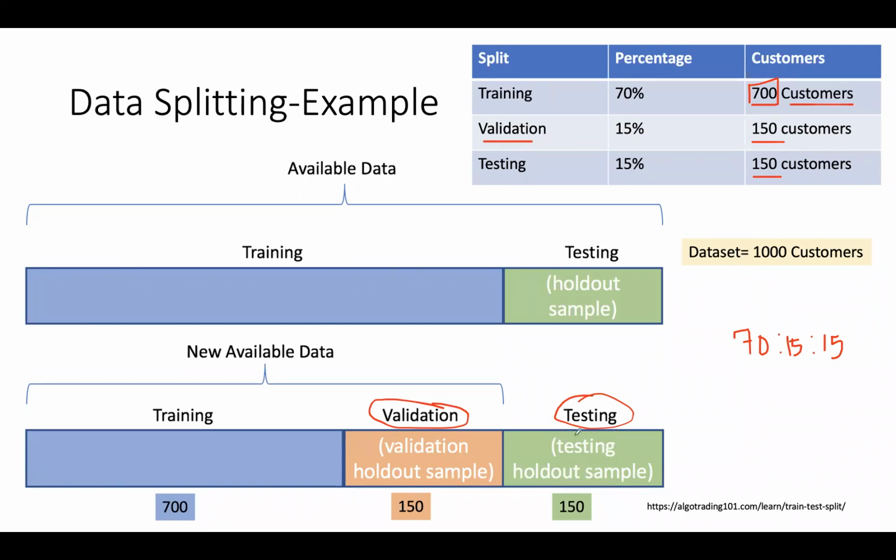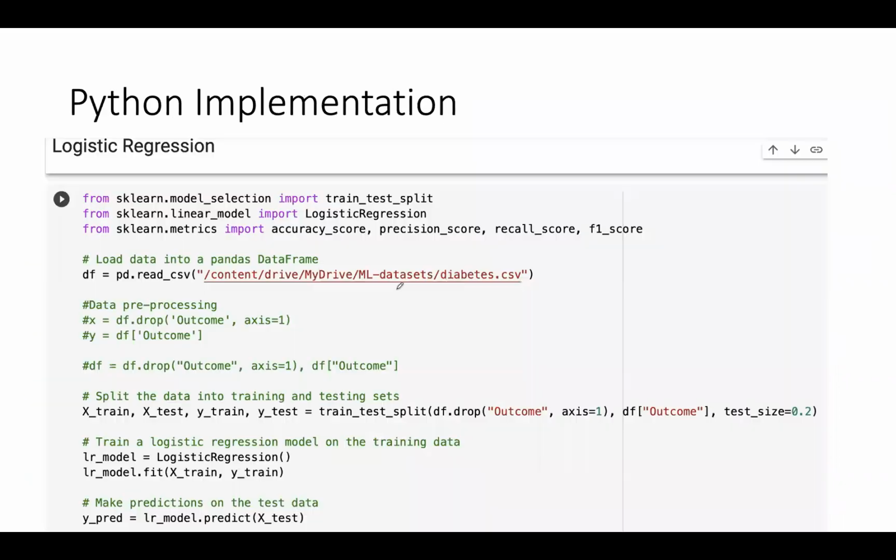So the choice of the data split is dependent on the size of the data set and the requirements of the problem. It's important to have a good understanding of the trade-off between the size of the data and the model's performance. So in Python implementation, what Python does here, I just generated this code.